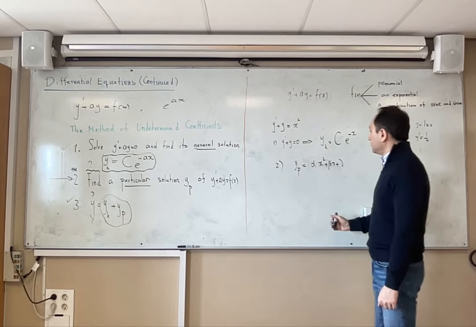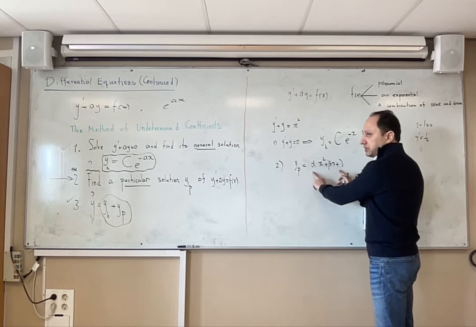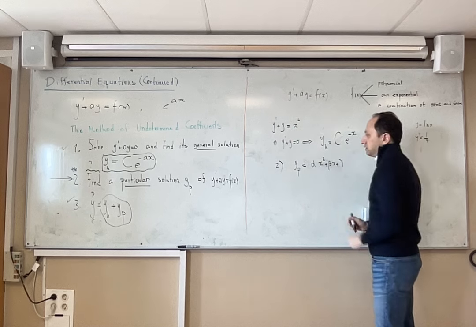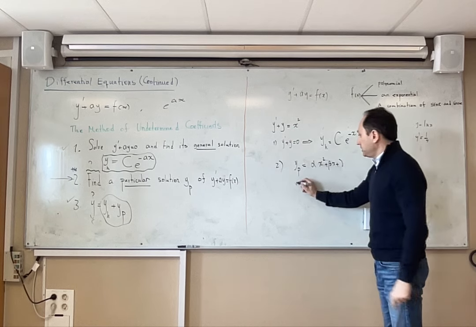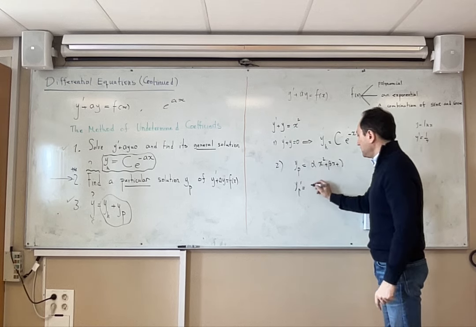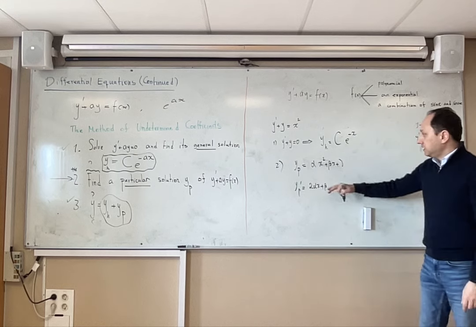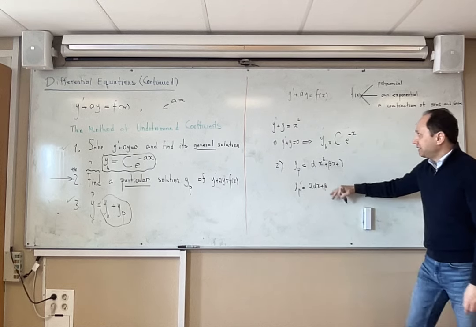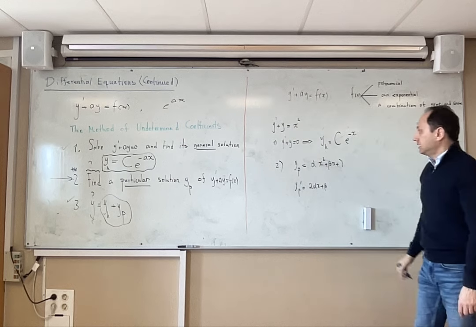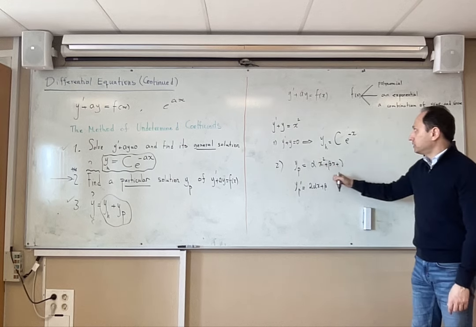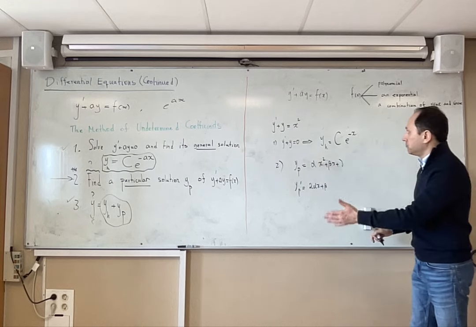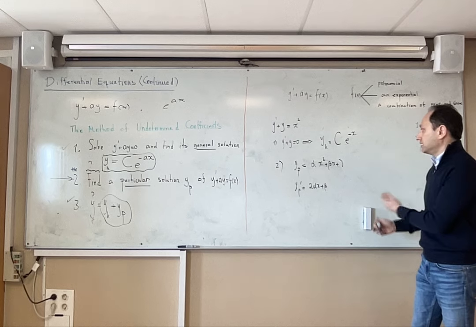Okay, so what should I do? If this is going to be a solution, it should satisfy my equation. So I need yp prime here, which gives me 2 alpha x plus beta. Then I take these and put them back into my equation, adjusting these undetermined coefficients so that the left-hand side matches the right-hand side. Okay, that's very simple now.